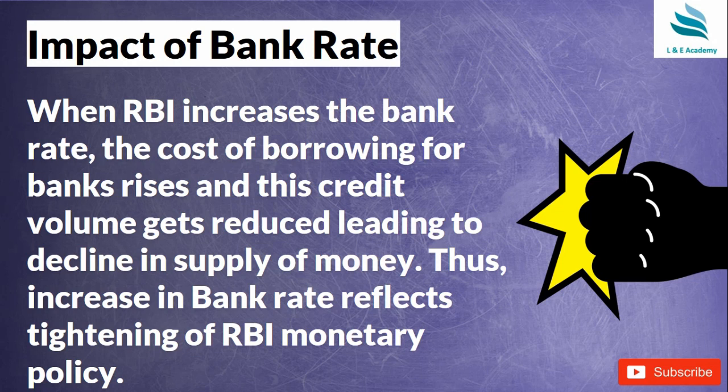So if RBI decides that the economy should be slowed down, because a lot of money is available in the market, which is not good and is causing inflation, what RBI does is increase the bank rate. So if RBI has increased the bank rates, the banks will have to pay more interest. That means there will be less money in the market, which will cause a lower supply of money. And hence, it will slow down the economy.